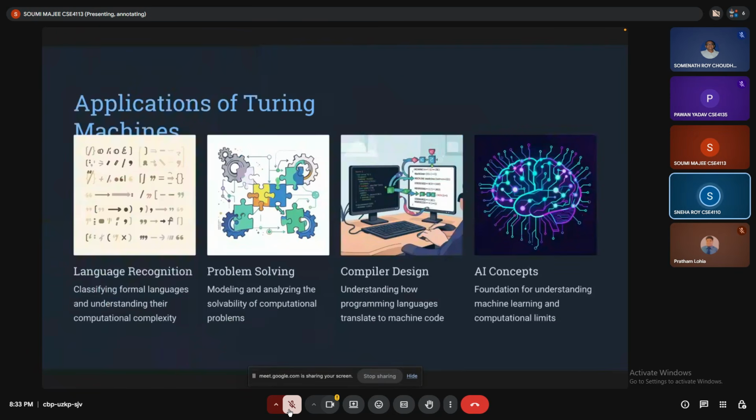There are applications of Turing machines in different fields. Turing machines are used in language recognition, problem solving, compiler design, and artificial intelligence.